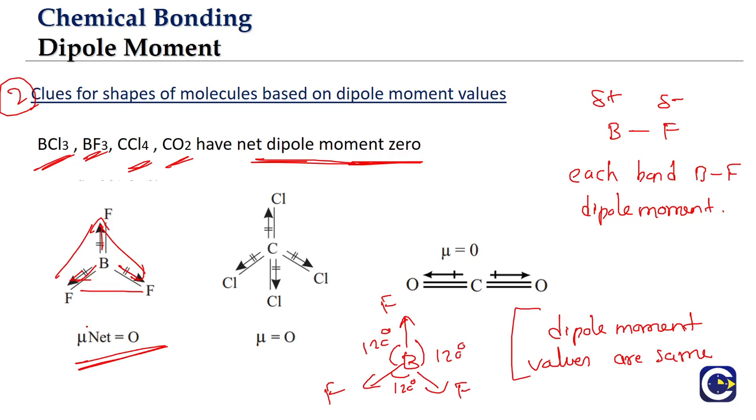0. So what we get as a clue is that BF3, including BCl3 also, should have a shape where these bond dipole moments cancel each other. And what is the shape that we can think of? We will study more about this later. We will call this shape trigonal planar.